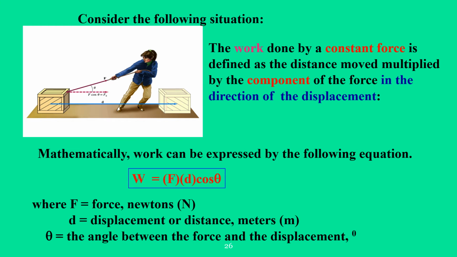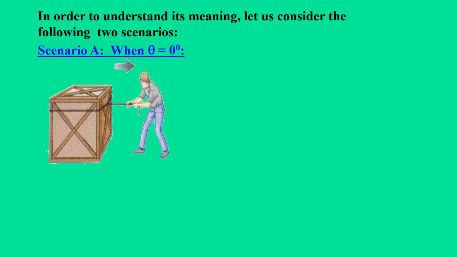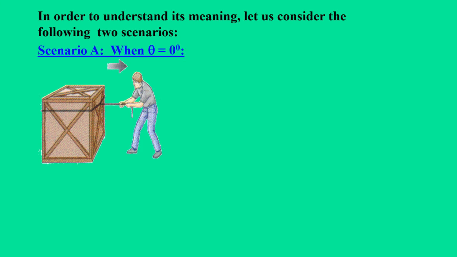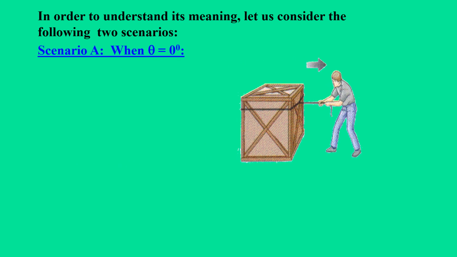Mathematically, work can be expressed by the following equation. W equals F times D times cosine of theta, where F is the force in newtons, D is the displacement or distance in meters, and theta is the angle between the force and the displacement in degrees. In order to understand its meaning, let us consider the following two scenarios.